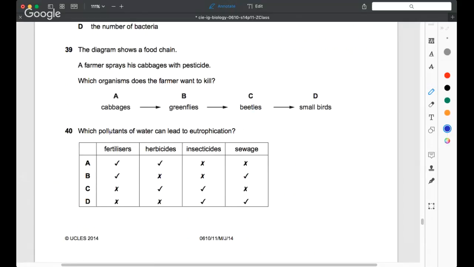So what pollutants can cause this? So anything which is going to encourage these algae to grow. So fertilizers can cause it. Herbicides are going to kill the algae, so that's not going to help. Insecticides are not really going to affect them, and sewage can increase the nutrients for the algae, so that can help them. So the correct answer is B.